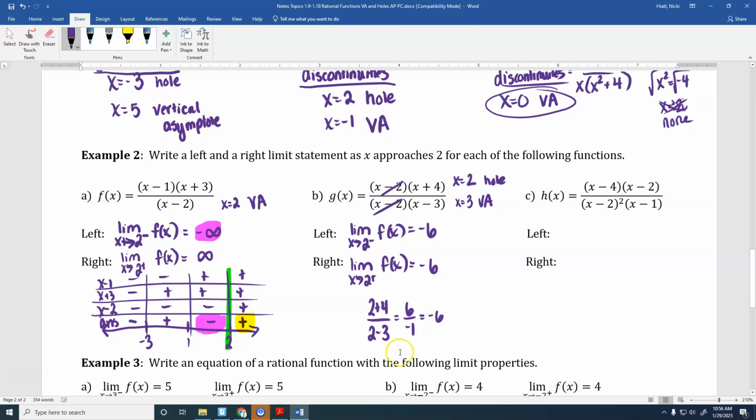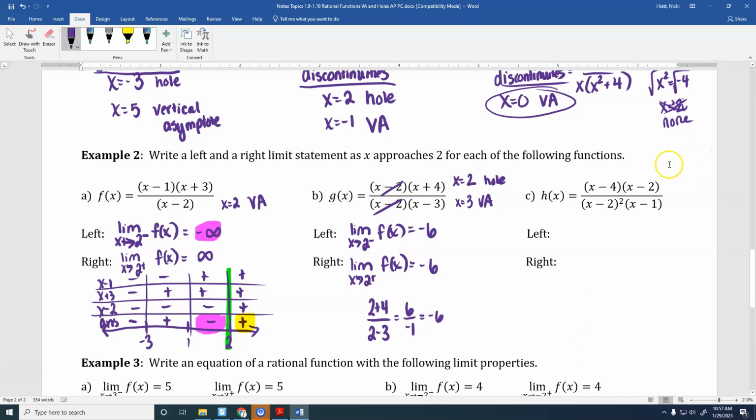Another option for this is you could plug in numbers that approach 2. If you plug in 2, you're going to get a number over 0. So another option is you could plug in like 1, 1.5, 1.9, 1.99. It's not very easy to do unless you have a calculator though. So I would generally go sign chart on that.